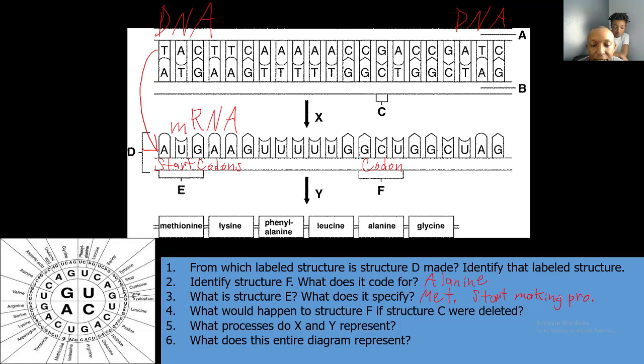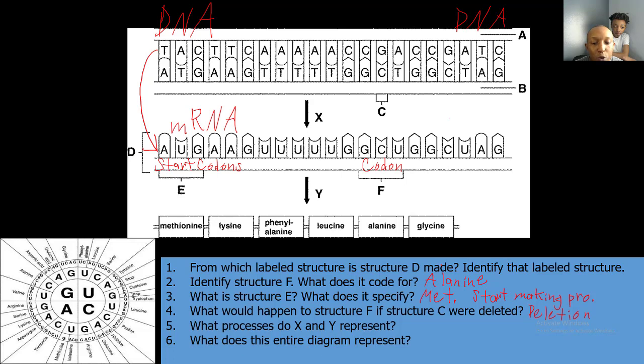And I'll abbreviate that. Then number 4, what would happen to structure F if structure C were deleted? So structure C is one base right here, and if structure C was deleted, that means that this codon would come up short. So that would actually be considered a deletion, which would lead to a mutation.